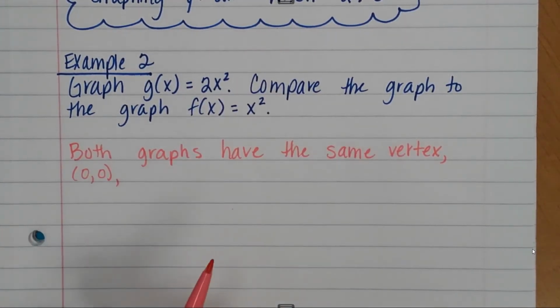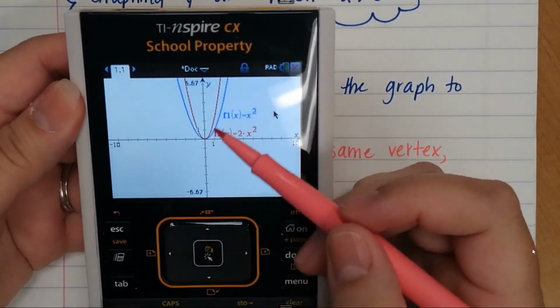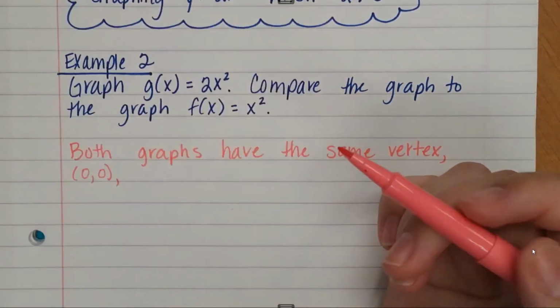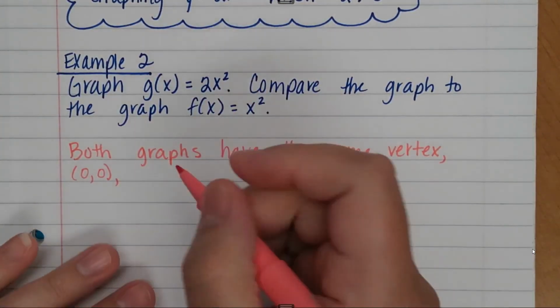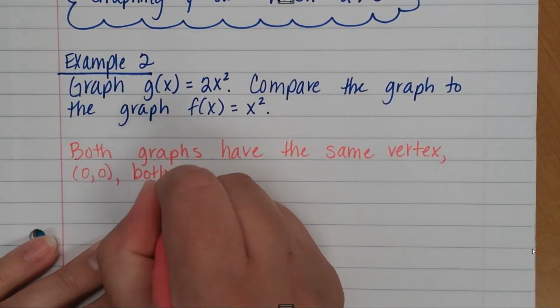We said that both are facing upwards, right? They're both facing upwards. So that's the next thing we're going to put. Both, we can write open up.